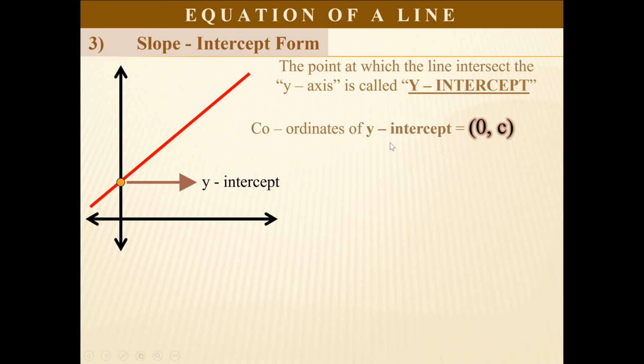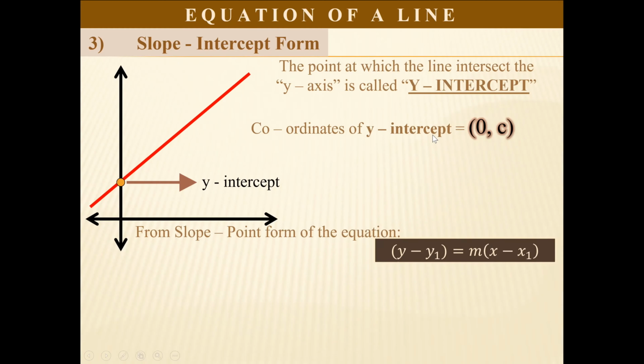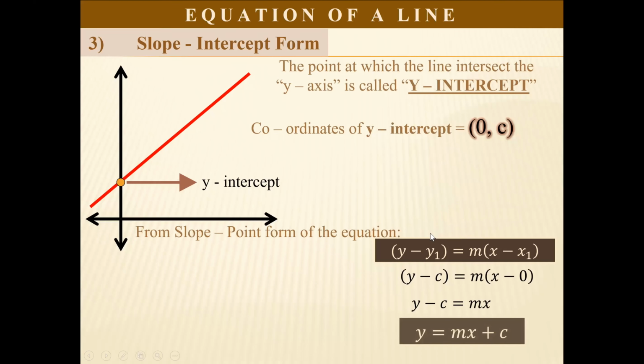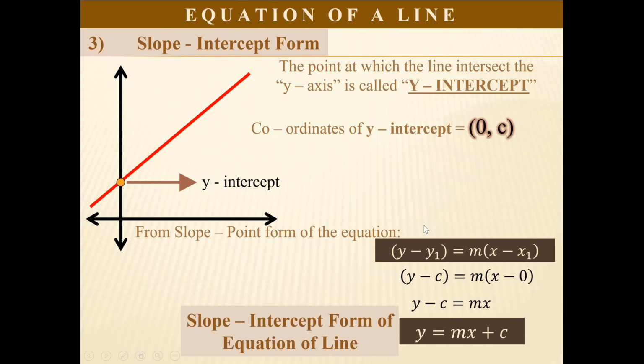Since the y-intercept lies on the y-axis, its x-coordinate will be 0. So we assume the y-intercept in general form as 0, c. The slope is given, that is m, and if we use the slope-point form of the equation and replace x1 as 0 and y1 as c, you get the equation of the line in the form of slope and y-intercept. So this is the third and final derivation of the equation of a line.